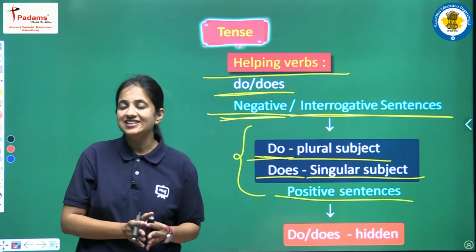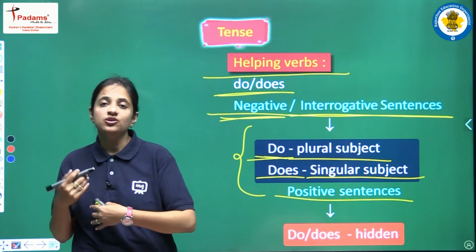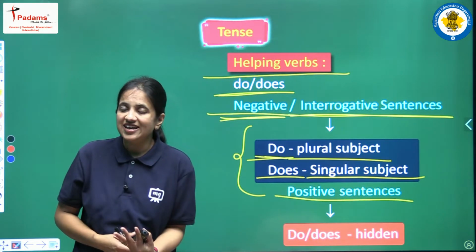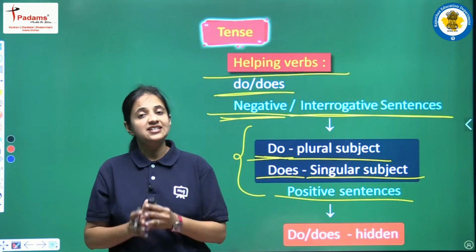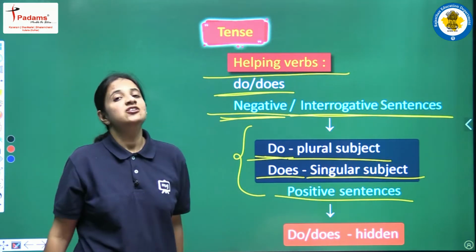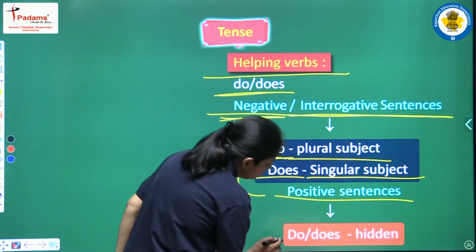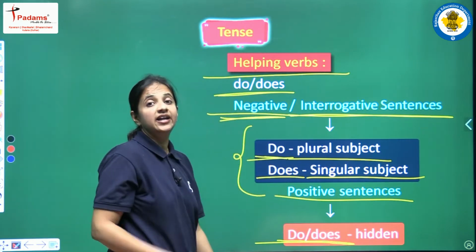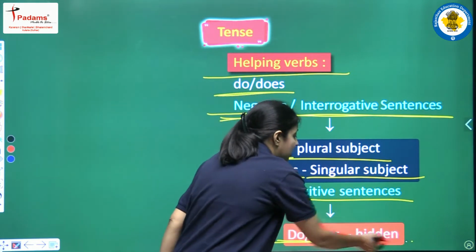It means in that sentence there is neither a question mark nor "not" used. At that time, that sentence is known as a positive sentence, one of the statements, or we can say an affirmative sentence. So if we have that kind of sentence, then at that time we don't use do and does, and in that scenario do and does are hidden.